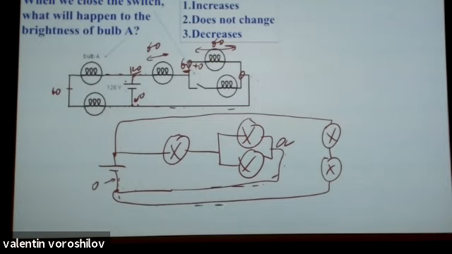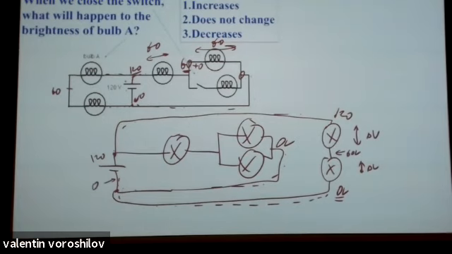And also along this wire, potential 0 volts. This potential is 120, 120, 120, 120, 120. And voltage splits evenly by 60. So this potential is 60 volts.